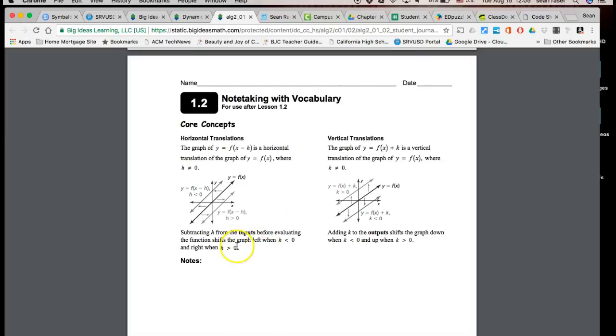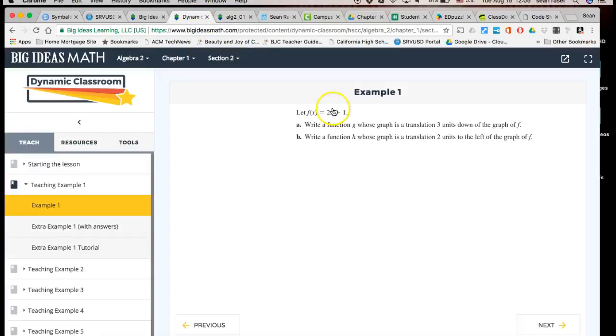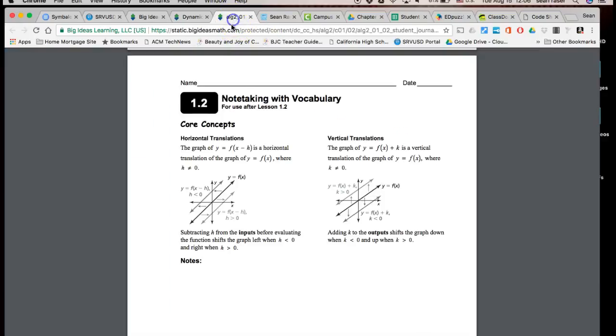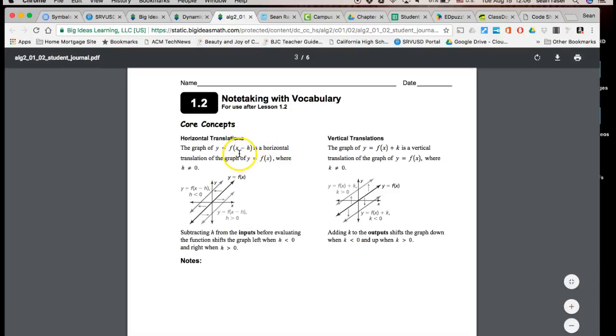Remember, this is subtracting a number from the input. That's important to remember because in this graph, we're going to have to do a translation 2 units down at some point. So in order to do that, we have to subtract h from our input. You're going to see what that looks like in just a second. Vertical translations are when we add a number to our entire function. So if we take a value k and add it to our function, that's going to move our graph up or down, which is a vertical translation.